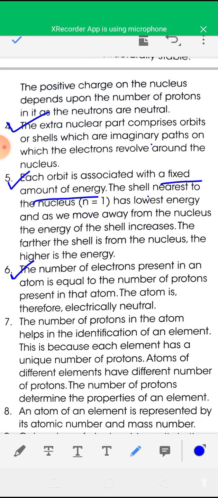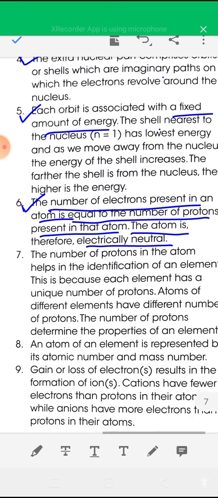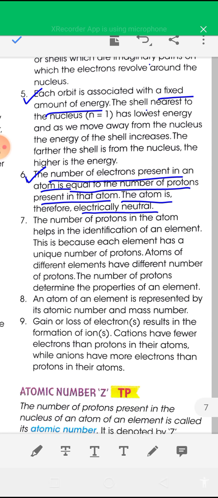Next point, the number of electrons present in an atom is equal to the number of protons present in that atom. That's why an atom is electrically neutral, because the total number of protons and electrons is equal in an atom.